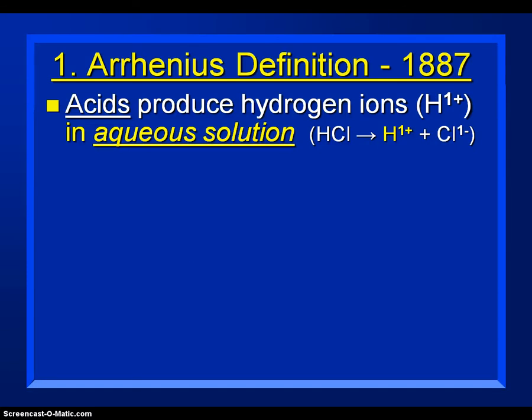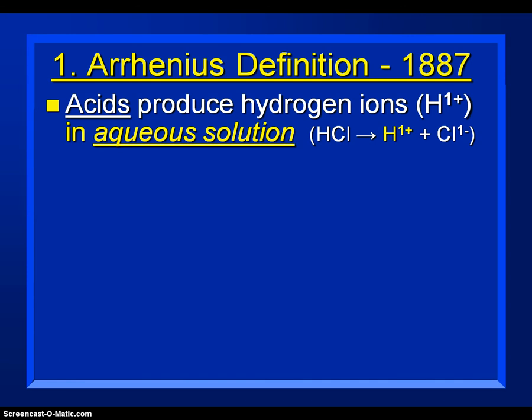So far we've defined acids and bases as acids starting with an H and bases ending with an OH, but that's quite a generalization. So I'm going to talk in this video about the history of acid-base theory and how we have defined acids and bases.